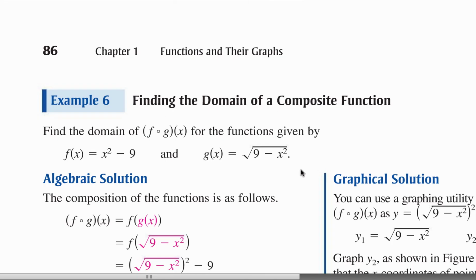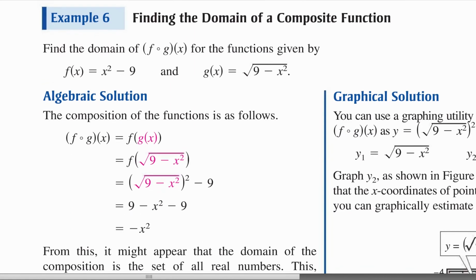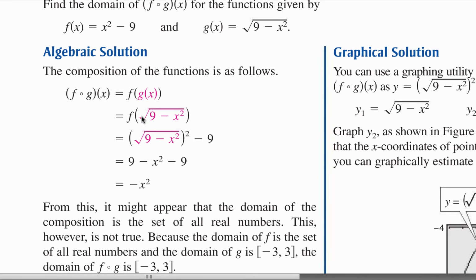Finding the domain of a composition. So, find the domain of f of g of x for the functions given by f of x equals x squared minus 9 and g of x equals the square root of 9 minus x squared. There's several different ways we can do this, and I want to teach you both. You're going to need to know how to do both. First way is the algebraic solution. So we do the composition.